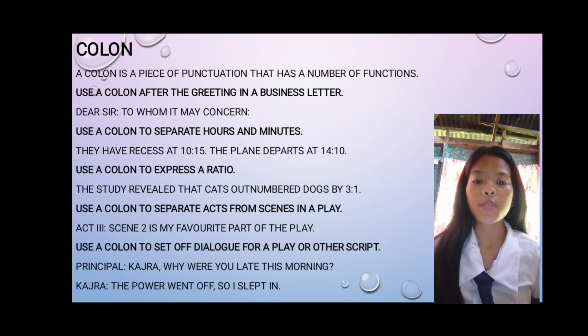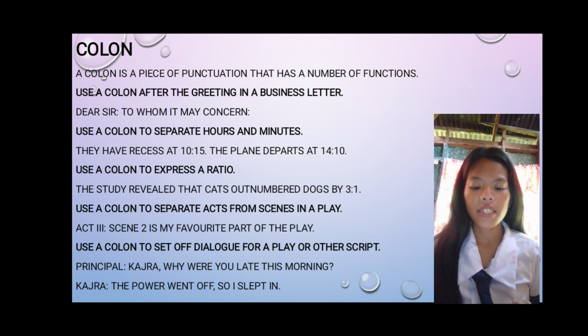Use a colon to express a ratio. The study revealed that cats outnumbered dogs by 3:1. Use a colon to separate acts from scenes in a play. Act 3, Scene 2 is my favorite part of the play.